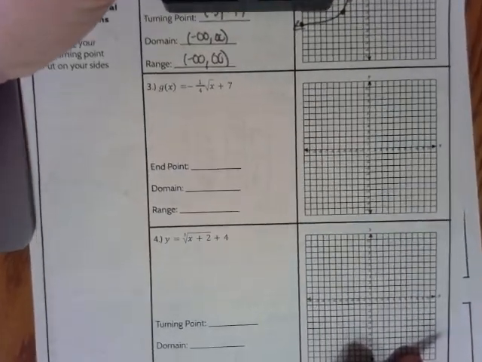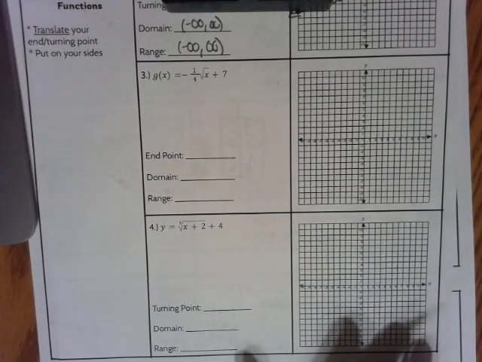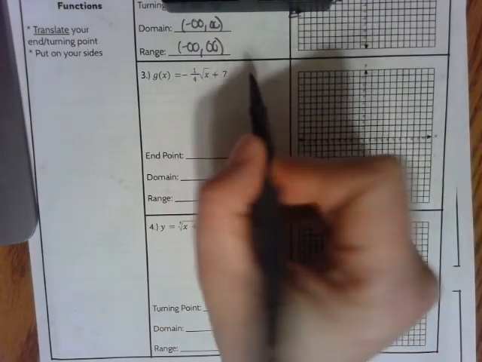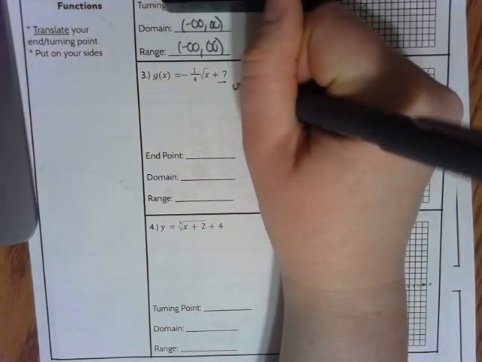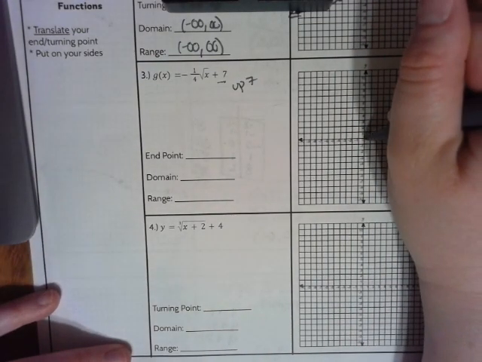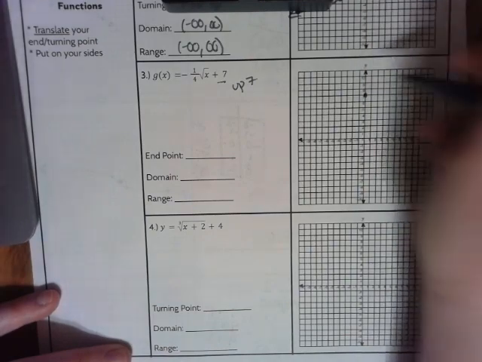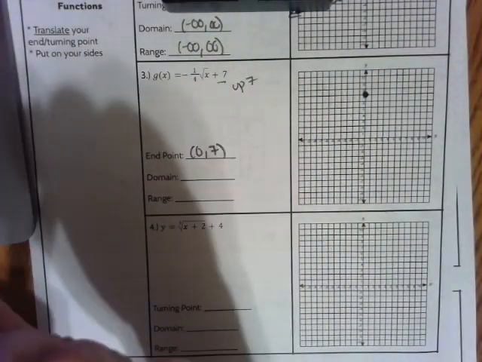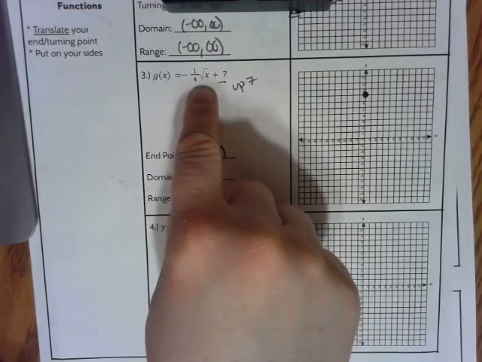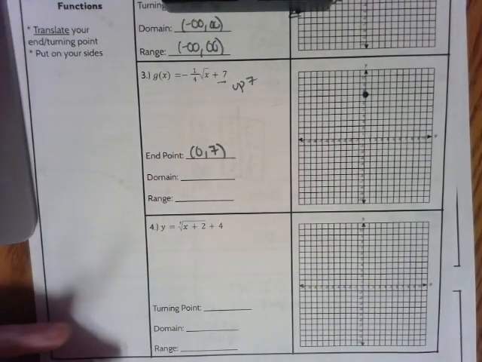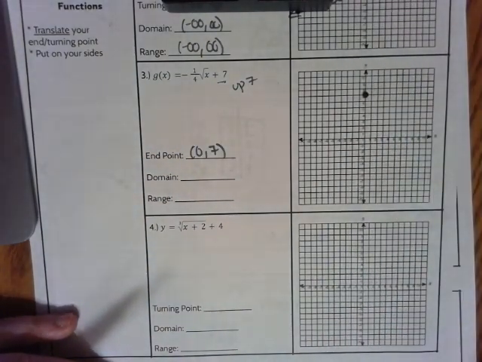Okay, next one. So when you guys graph, step 1, translate that middle point. So we have nothing inside with x, but then this +7 is at the end, so it'll go up 7. So nothing, so it doesn't go side to side, it just goes up 7. So our endpoint is 0, 7. So the endpoint just means, since this is a square root function, it's just called something different, but it acts the same way. It's just where you start. So this is where everything is starting from.